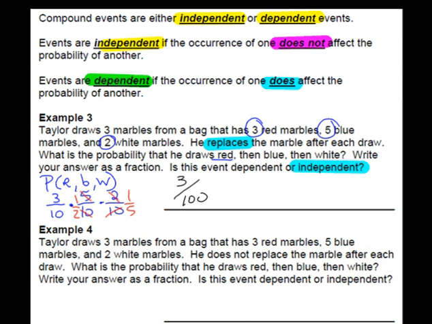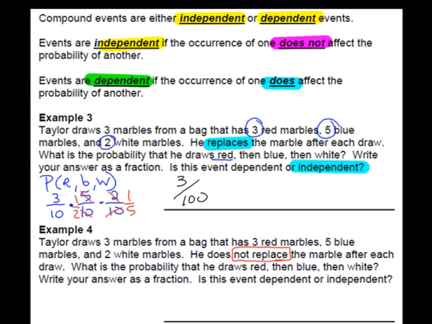Now in our example 4 here says Taylor draws 3 marbles from the bag, same bag of marbles here, but this time he does not replace them. Key phrase, does not replace. Pulls it out and says, oh cool, I got a marble. I see he sticks it in his pocket. Therefore my bag of marbles has changed. It is not the same bag of marbles every time.